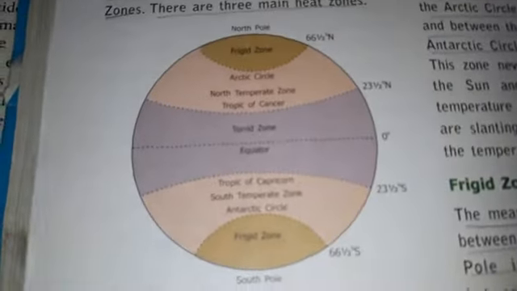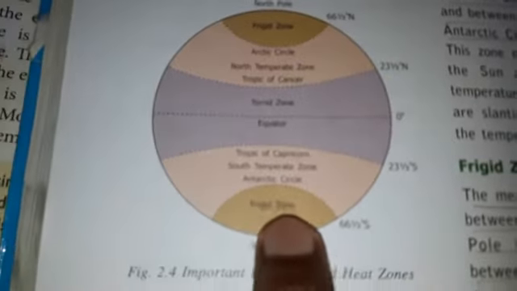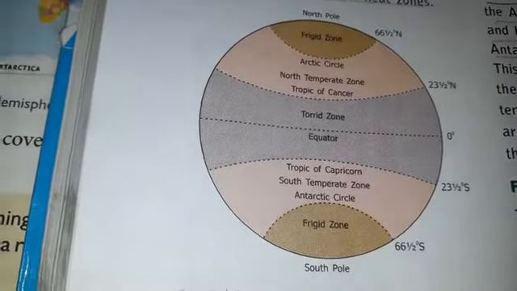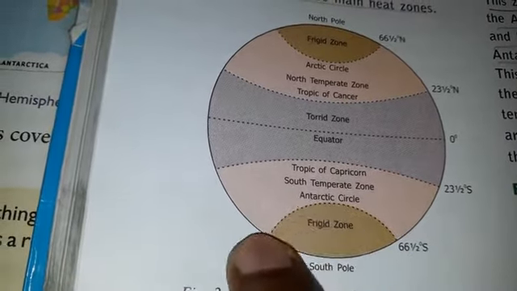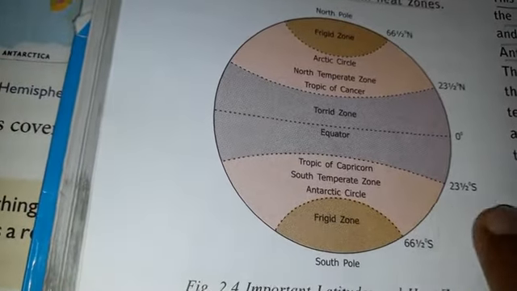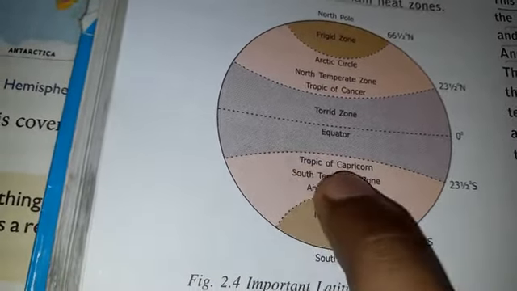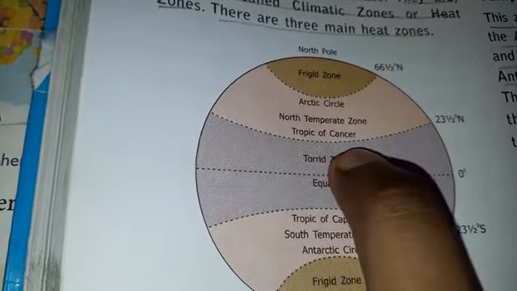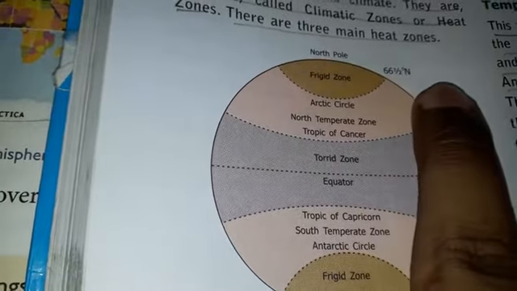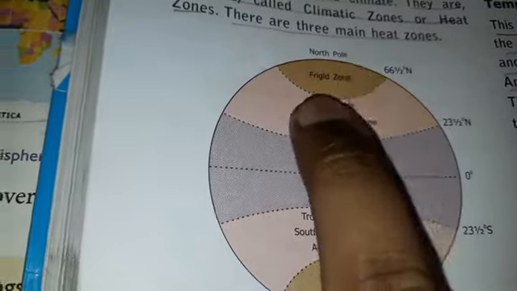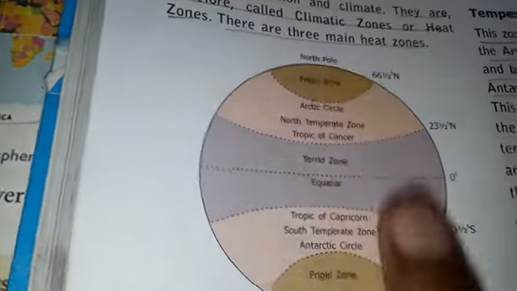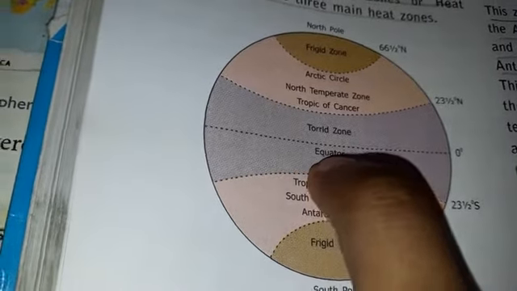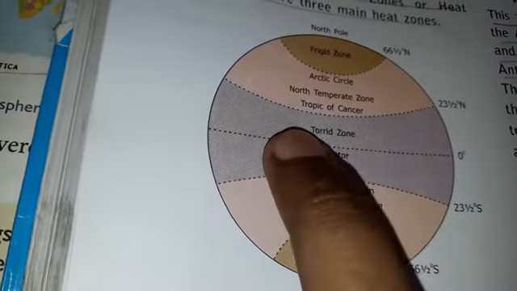Once again look at this picture: South Pole, North Pole. 66 1/2° south is called the Antarctic Circle, 23 1/2° south is called the Tropic of Capricorn, 23 1/2° north is called the Tropic of Cancer, and 66 1/2° north is called the Arctic Circle. The areas around the North Pole and South Pole are the frigid zones, and between the Tropics of Cancer and Capricorn is called the torrid zone.